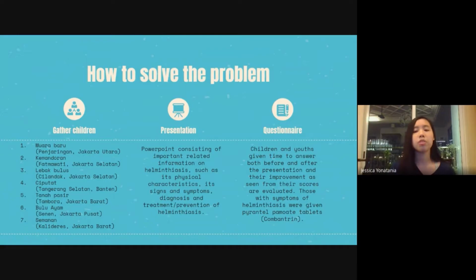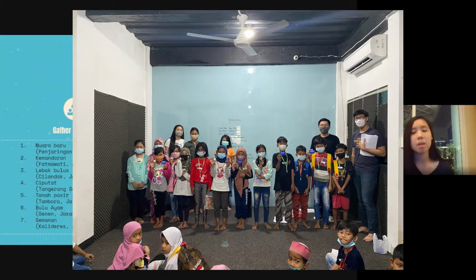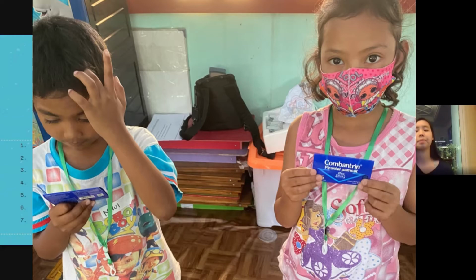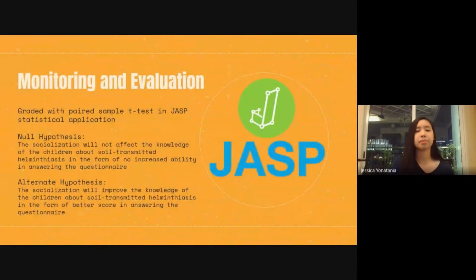And their improvement as seen from their scores was evaluated. Those with symptoms of helminthiasis were then given pyrantel pamoate tablets, otherwise known as combantrin. To evaluate our results, an application called JASP was utilized to make use of its paired sample t-test function.